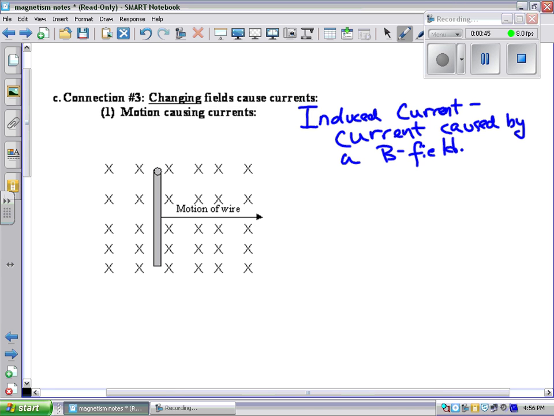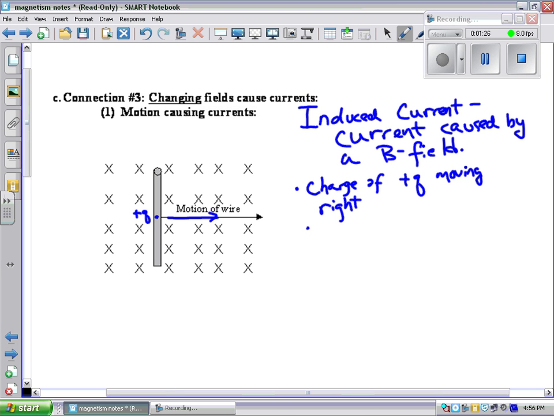And one way that is maybe easy to visualize, maybe not that useful, is this one. If I take a wire and I move it through a magnetic field, for instance, this wire is moving to the right in this magnetic field, it's going to cause a current. Here's why. If I think of each charge in this wire, each plus Q charge, it's moving to the right.